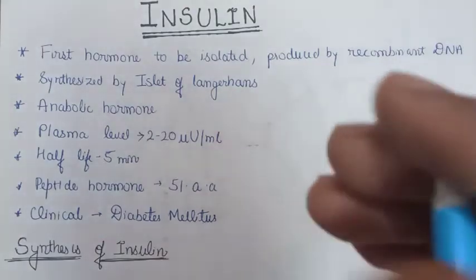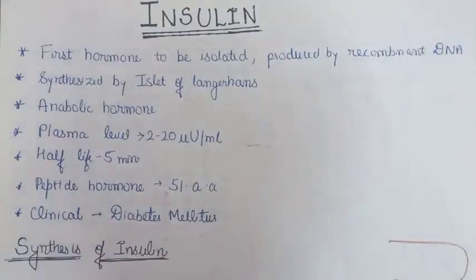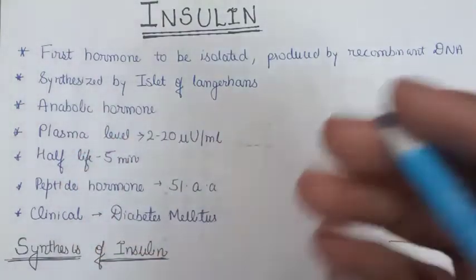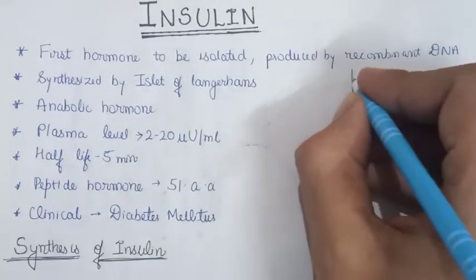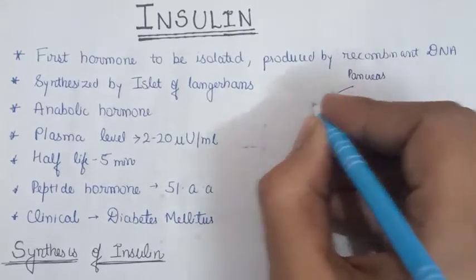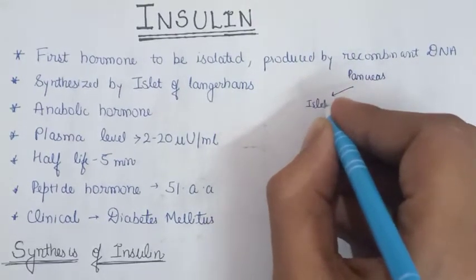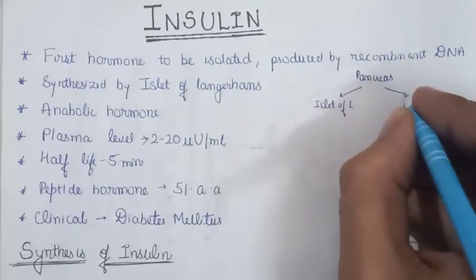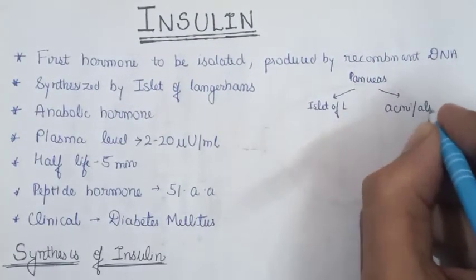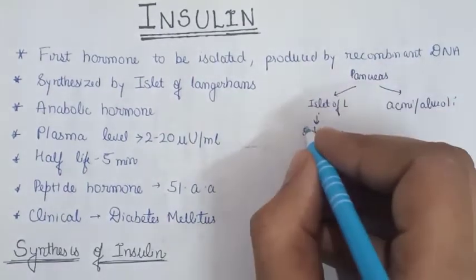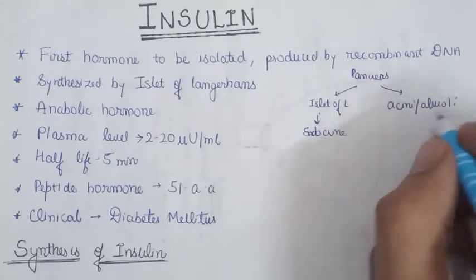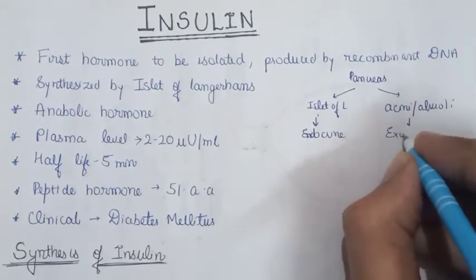So from where and how is it synthesized, that we want to discuss. See, it is synthesized by the islet of Langerhans, which is part of the pancreas. I think all of you might be knowing about this. The pancreas contains 2 parts. It has the islet of Langerhans and the other part is the acini or alveoli part. Islet of Langerhans is concerned with the endocrine function and the acini or alveoli is concerned with the exocrine function.